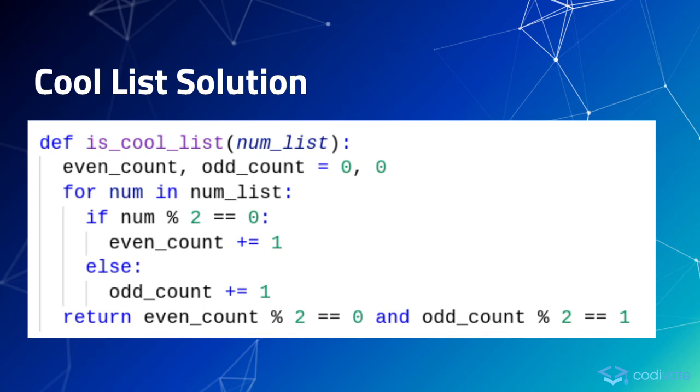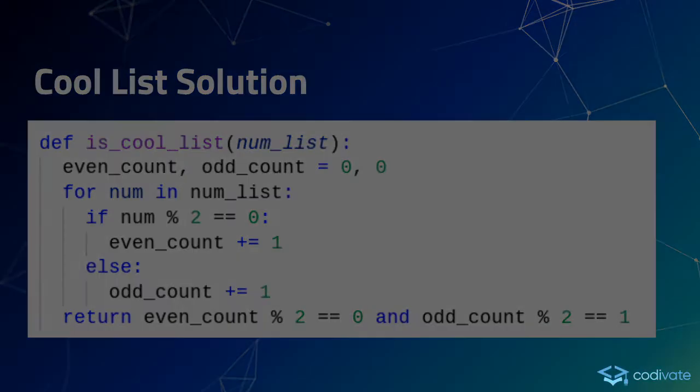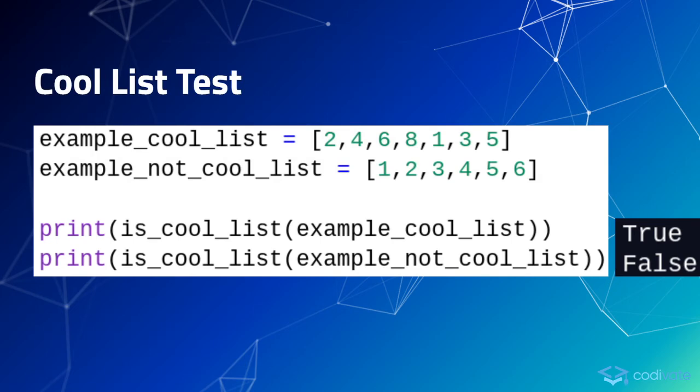That basically wraps up our cool list solution. It's always a good idea to test our code, and when we run the function on the example cool list, we get true, it is a cool list. And when we run the function on an example not cool list and print the result, our output is correctly identified as false.